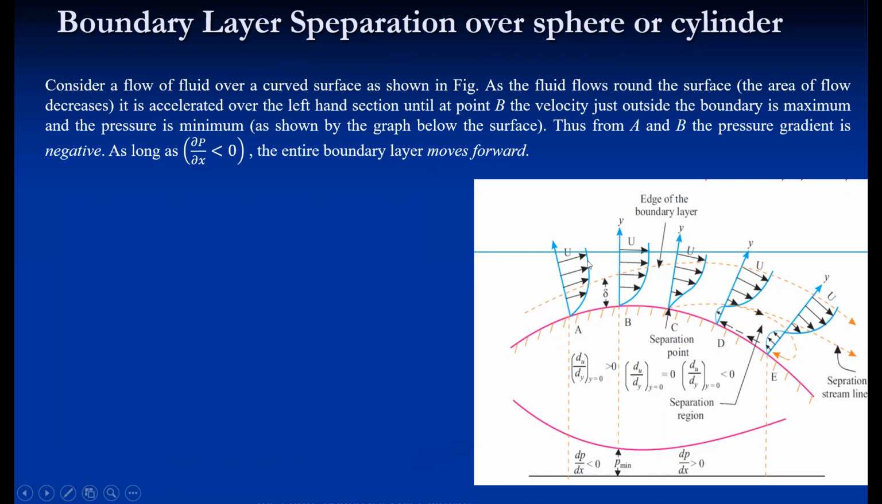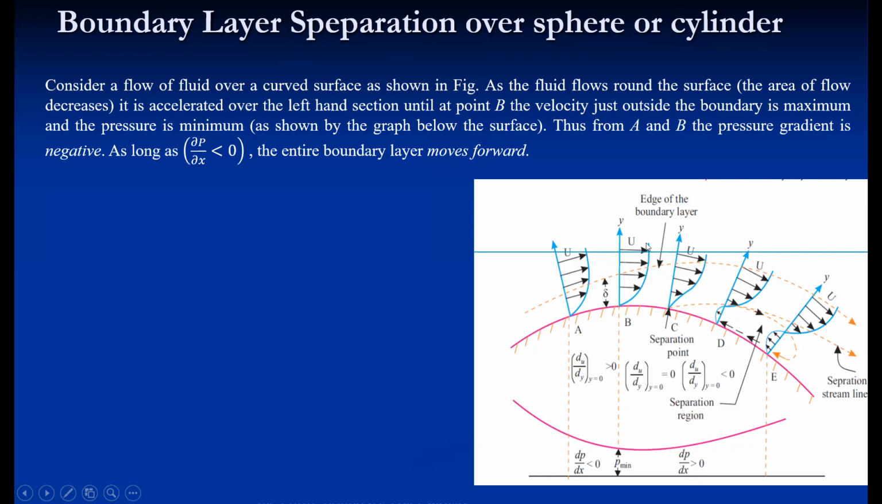So positive velocity gradients exist here, and the boundary layer thickness more or less remains constant in this particular zone. Because the fluid is accelerating, the boundary layer tends to decrease, but the velocity tends to increase the boundary layer, so the net result is zero. So the boundary layer thickness remains uniform here.